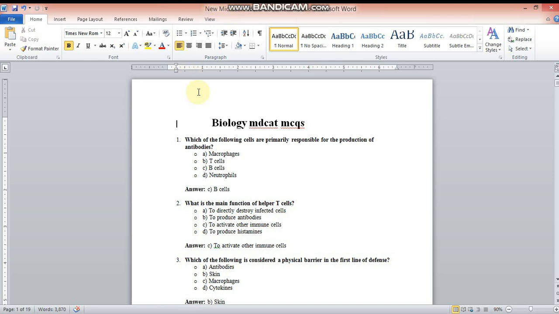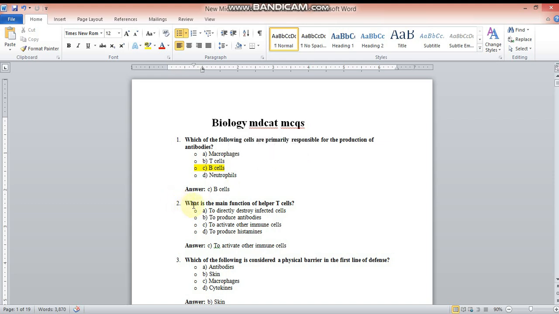Let's get started. So the first MCQ is, which of the following cells are primarily responsible for the production of antibodies? A. Macrophages, B. T cells, C. B cells, and D. Neutrophils. So the correct answer is C.